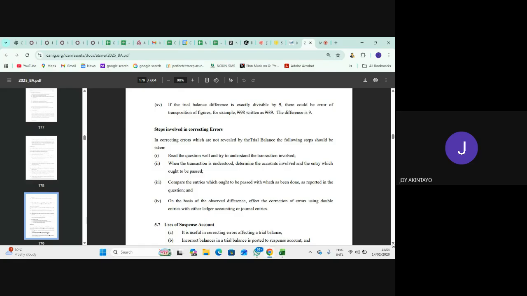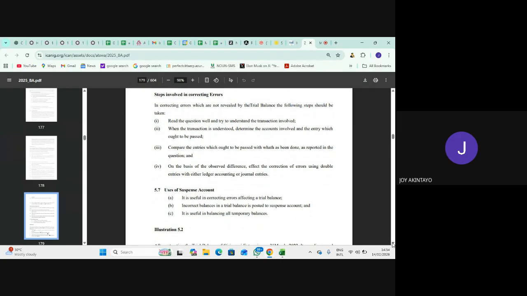After that, the next thing is what? The next thing is to determine the accounts involved. Look for the accounts, the debit entry and the credit entry. Then you pass your entry. Look for the accounts to be debited and the accounts to be credited. Compare the entries which have to be passed with what has been done. You check if what you've done is correct.